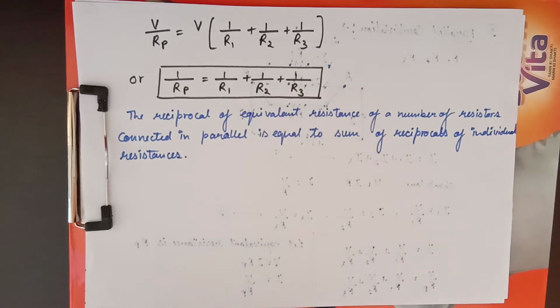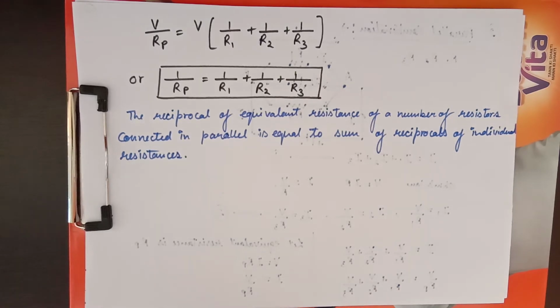So we can write the reciprocal of equivalent resistance of a number of resistors connected in parallel is equal to the sum of reciprocal of individual resistances. You see from here that when we connected the resistors in series, the combination is R is equals to R1 plus R2 plus R3, and when we connect the resistors in parallel combination, the reciprocal comes out to be 1 upon Rp is equals to 1 upon R1 plus 1 upon R2 plus 1 upon R3.